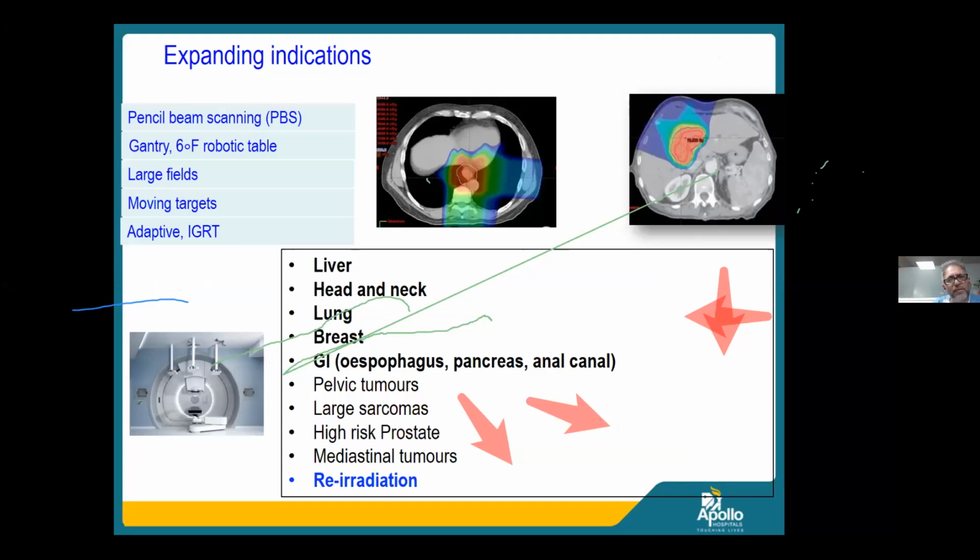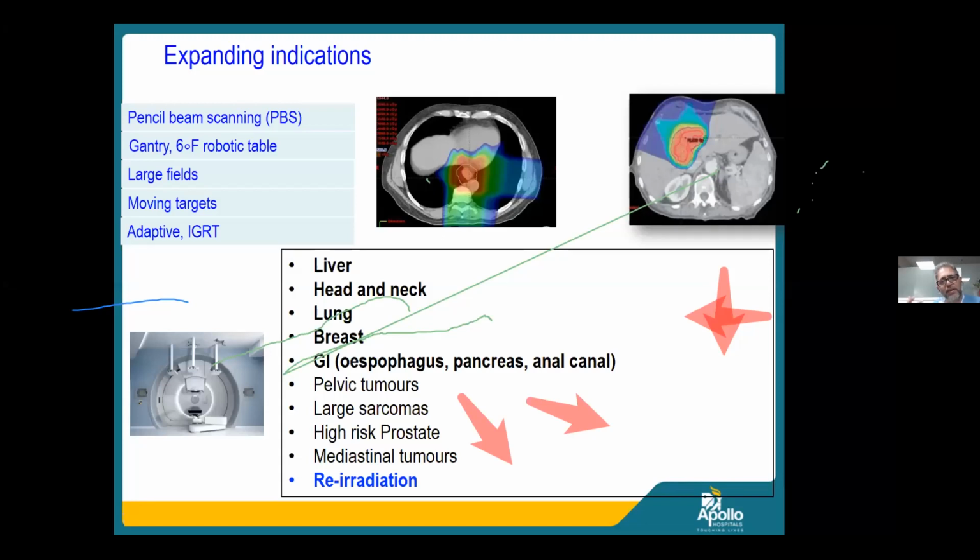Because of the pencil beam, because of the 360-degree rotation gantry, because of the 6-degree freedom robotic table, large fields, we can treat even moving targets, motion management. We can also adapt our treatment if there's a weight loss or there's a shrinkage of the tumor. Every week we can see the planning system, and if we have to adapt, what is called adaptive radiotherapy and image guided radiotherapy is very much possible.